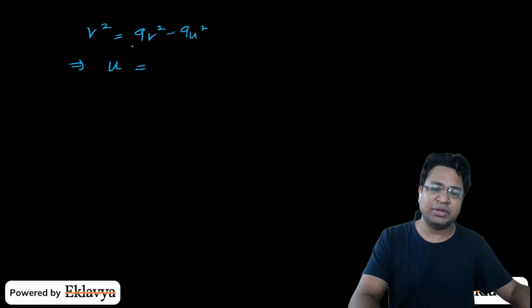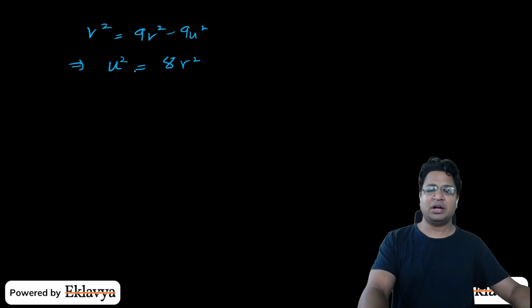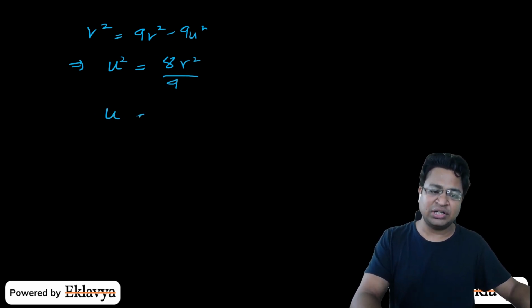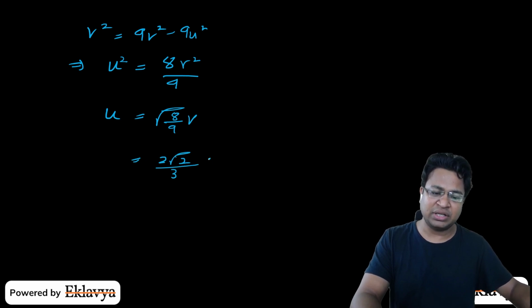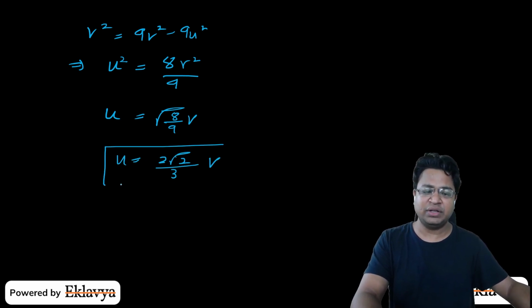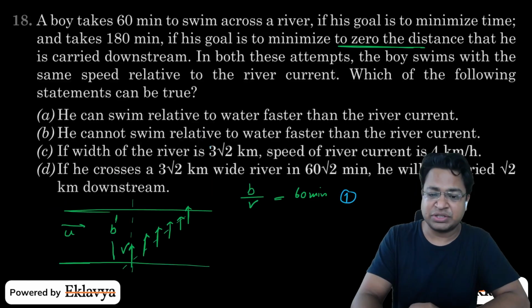So it will become v square equal to 9v square minus 9u square, which basically means that u square will be given by 8v square by 9, or you can say that u will be given by root of 8 by 9 into v, which is 2 root 2 by 3 into v. So this is the relationship between u and v. Now we will use this relationship to check the options.